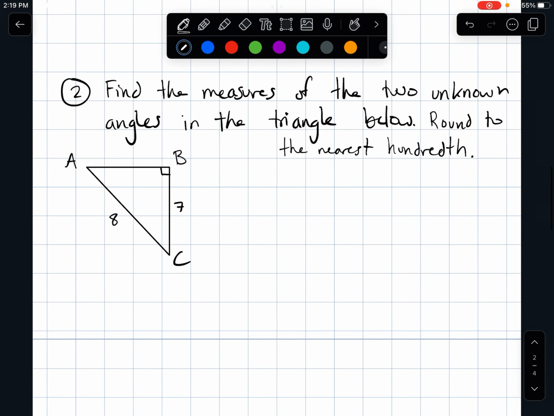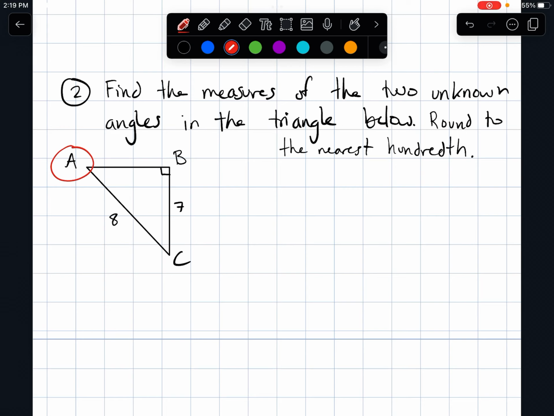So let's try a problem here with a triangle. We're going to find the measures of the two unknown angles in the triangle below. So we don't care about the size, we're just looking for the missing angles. We're going to round to the nearest hundredth. So let's go ahead. Let's first start to find angle A.